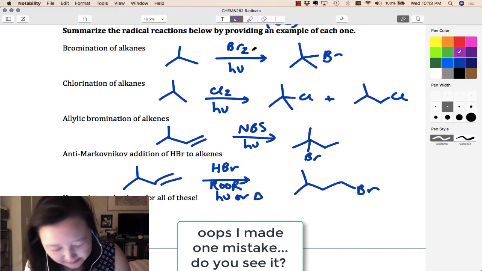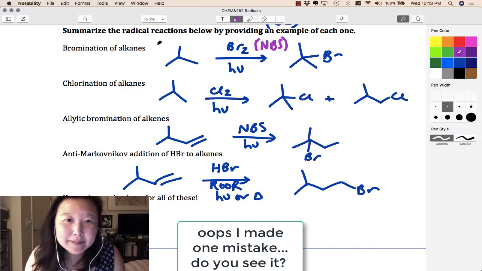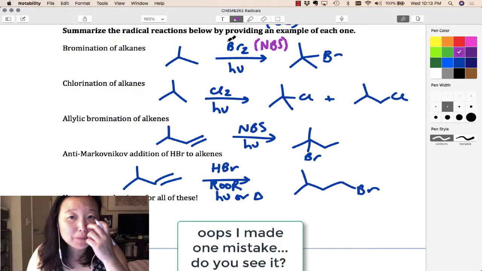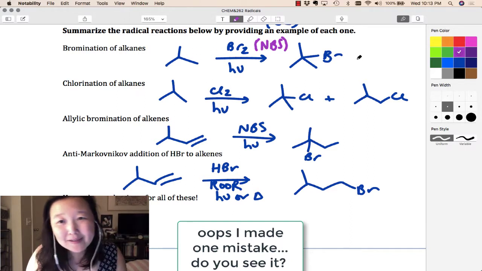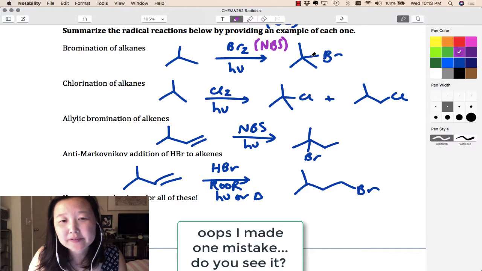Sometimes NBS is used for this, so just be aware. Sometimes, even though it's not allylic, because there's no pi bond, the only thing NBS is for is bromine radicals, right? So bromine radical with an alkane, well, who cares if bromine comes from Br2 or NBS? The only thing you can do is brominate it, right? So that's what we do observe in real life.